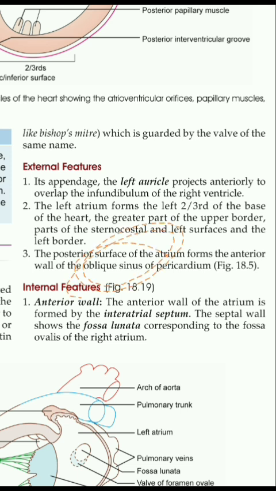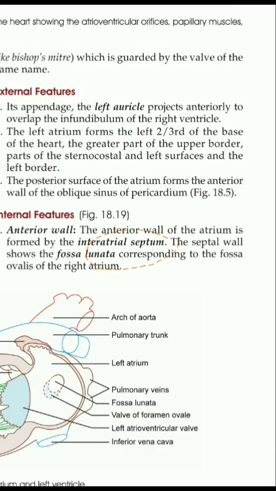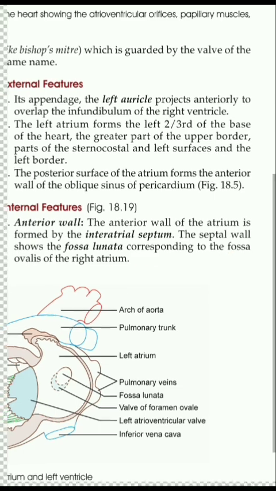So we see there are two types of sinus. One is the transverse sinus, and another is the oblique sinus. So the posterior surface of the atrium forms the anterior wall of the oblique sinus of the pericardium, and the left atrium forms the left 2/3 of the base of the heart, the greater part of the upper border, parts of the sternocostal and left surfaces, and the left border. Its appendage, the left auricle, projects anteriorly to overlap the infundibulum of the right ventricle. The anterior wall of the atrium is formed by the interatrial septum. The septal wall shows the fossa lunata corresponding to the fossa ovalis of the right atrium.